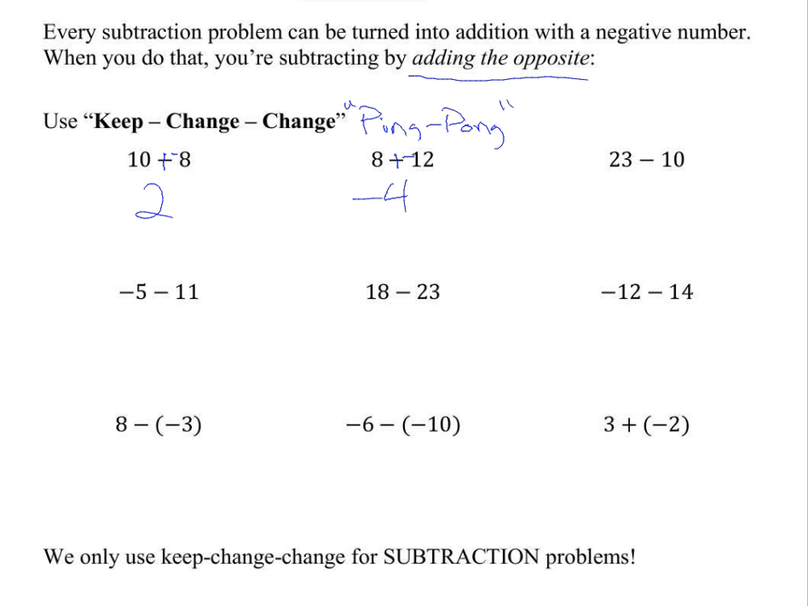Again, with the 23 minus 10, we know that one already. We know it's 13. But let's do keep, change anyway. We have positive 23, so we're going to keep that and then change that minus to a plus and make that a negative 10. Now we have two numbers that have opposite signs, so we are going to take the bigger number minus the smaller number, which is 13, and then keep the sign of the bigger number. The bigger number here was the 23, which was positive, so we wind up with a positive 13 as an answer.